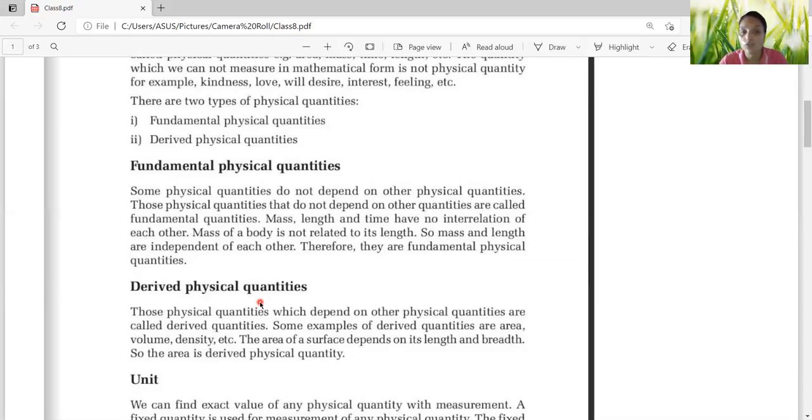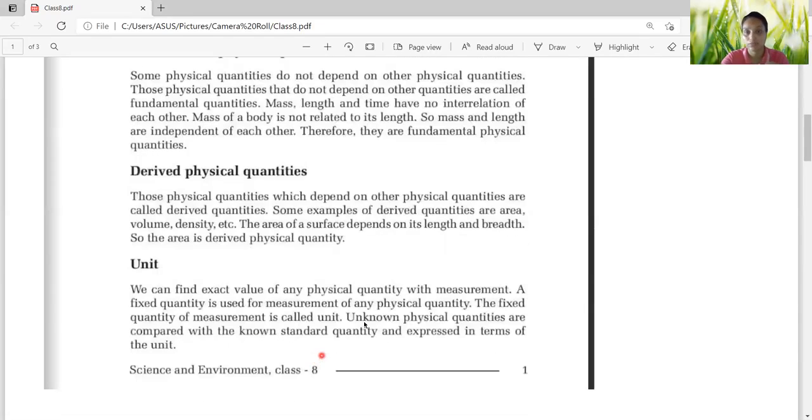The area of a surface depends on its length and breadth. Yes, we know that area depends on length and breadth, so area is a derived physical quantity, right? I hope you have got all this. Till here, if you have any doubt, just let me know, okay?